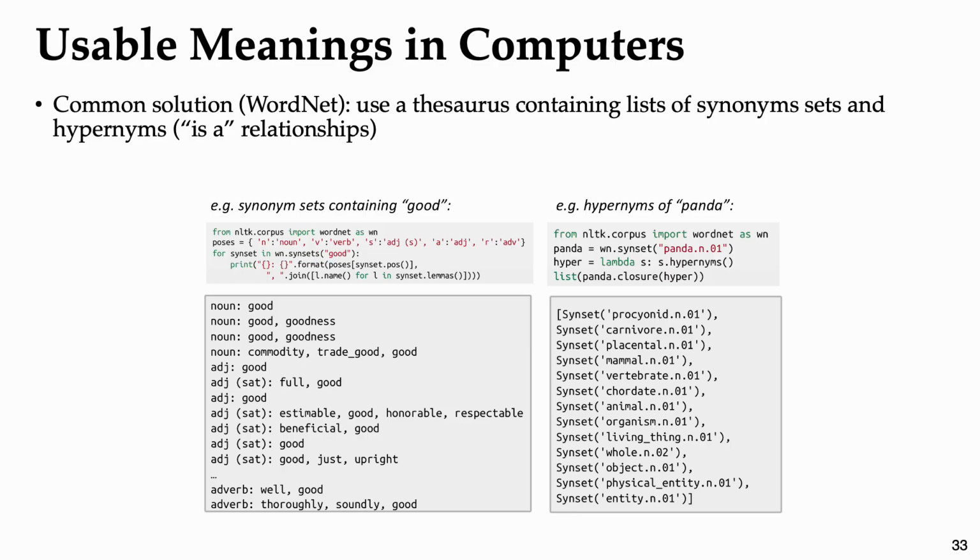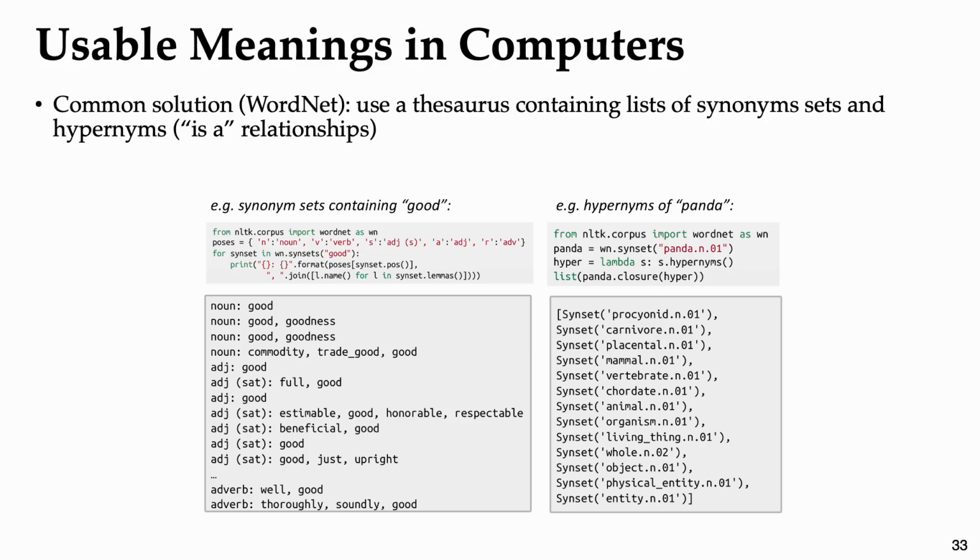What we wanted to create early on is meanings for words in computers. The common solution was something called WordNet, the word network, which uses a thesaurus containing lists of synonym sets and their hypernyms, or the relationships between them. You can imagine, this is code in Python. You don't have to use it, but it's going to produce results.